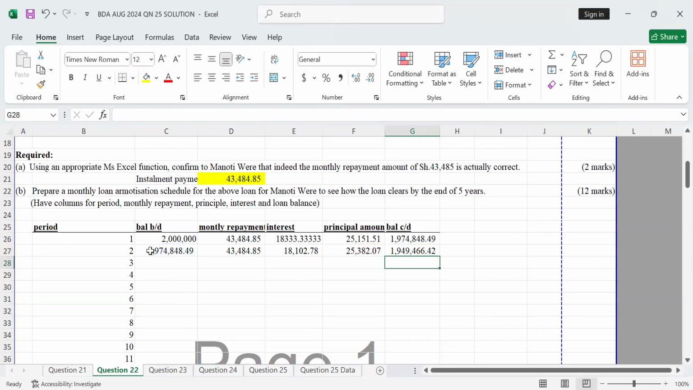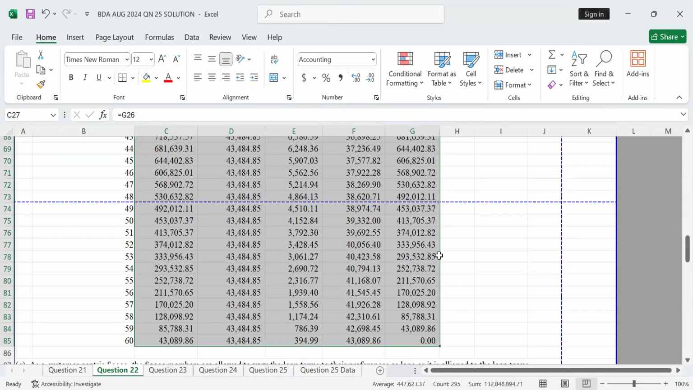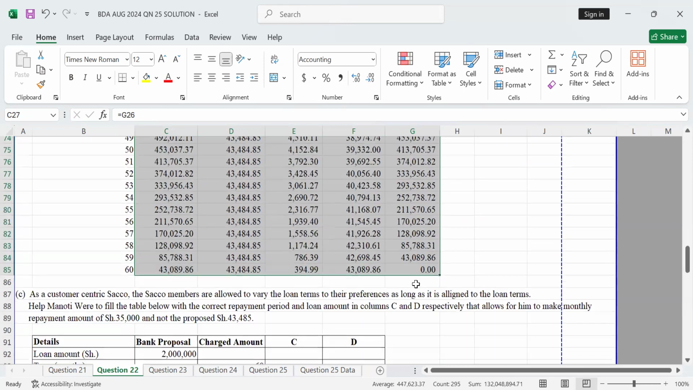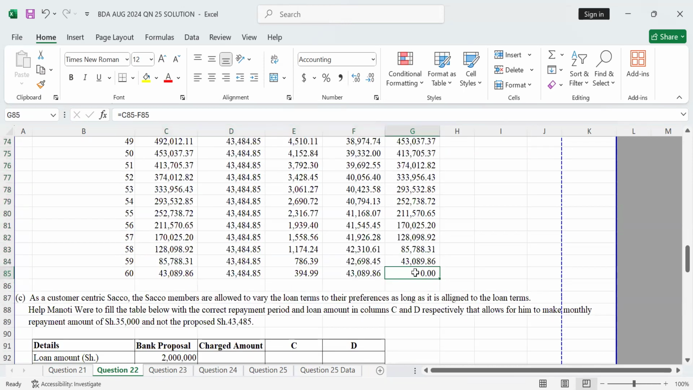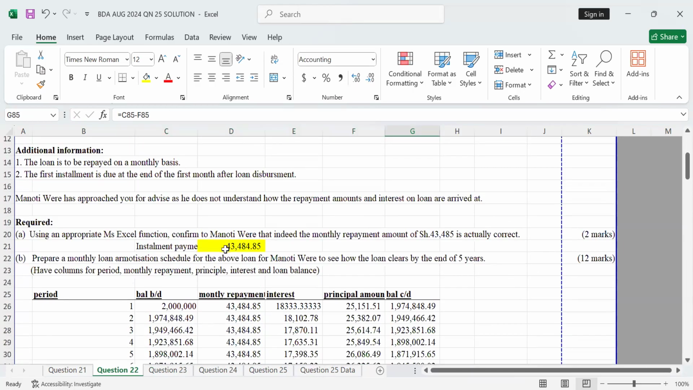Once you do that, you just come here, you highlight in the second period. Then you place your cursor on the far corner here. And then you double click. At the end of it, you see the balance will just be 0. By doing that, you are done with loan amortization.